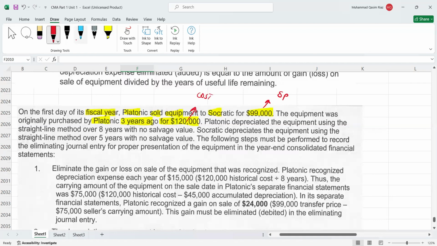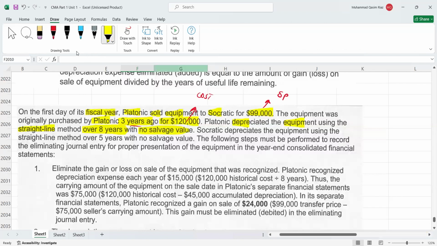Don't forget, it was bought 3 years ago. P depreciated the equipment using the straight line method, and the total useful life is 8 years, with no salvage value. P has used this asset for only 3 years. Now, guys, stop the question here.